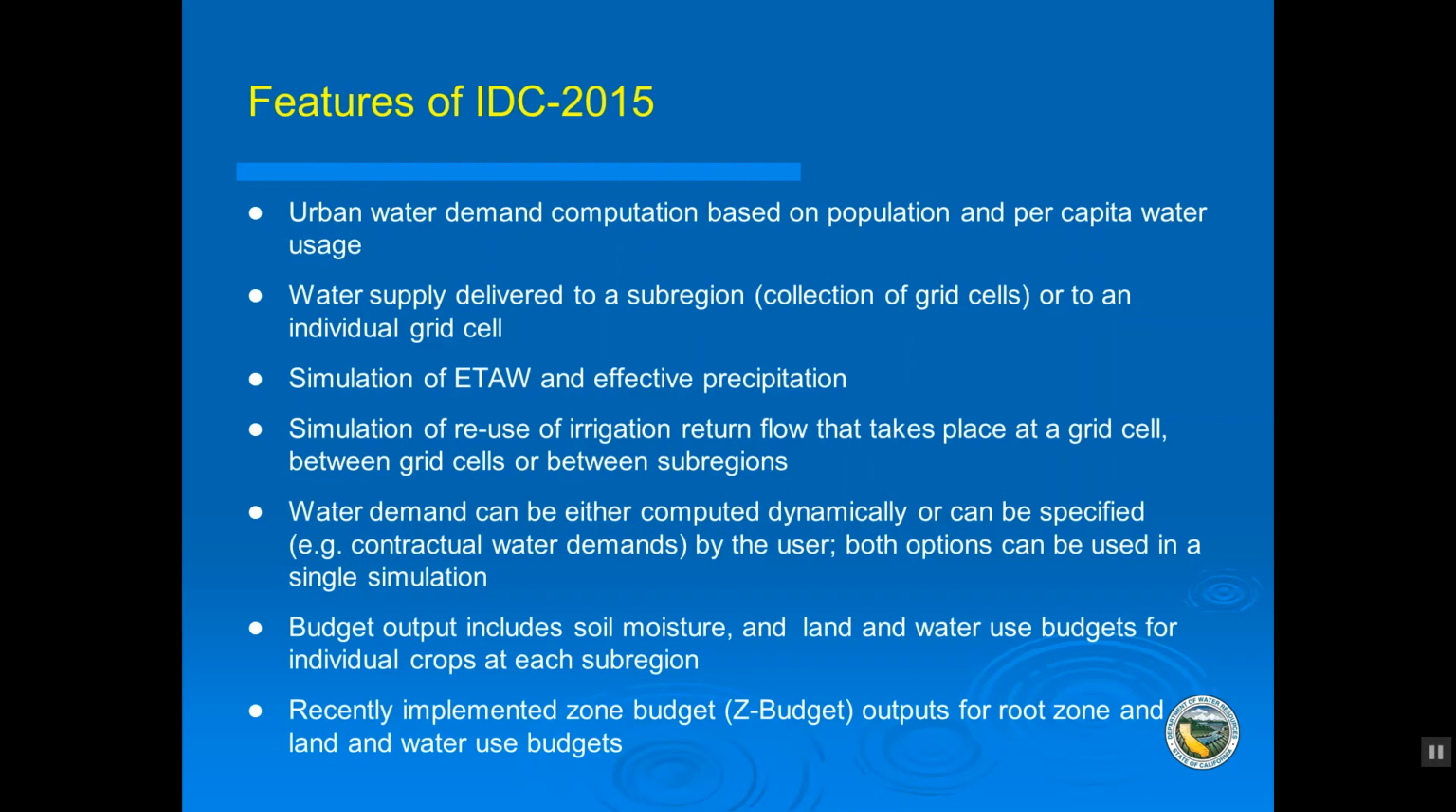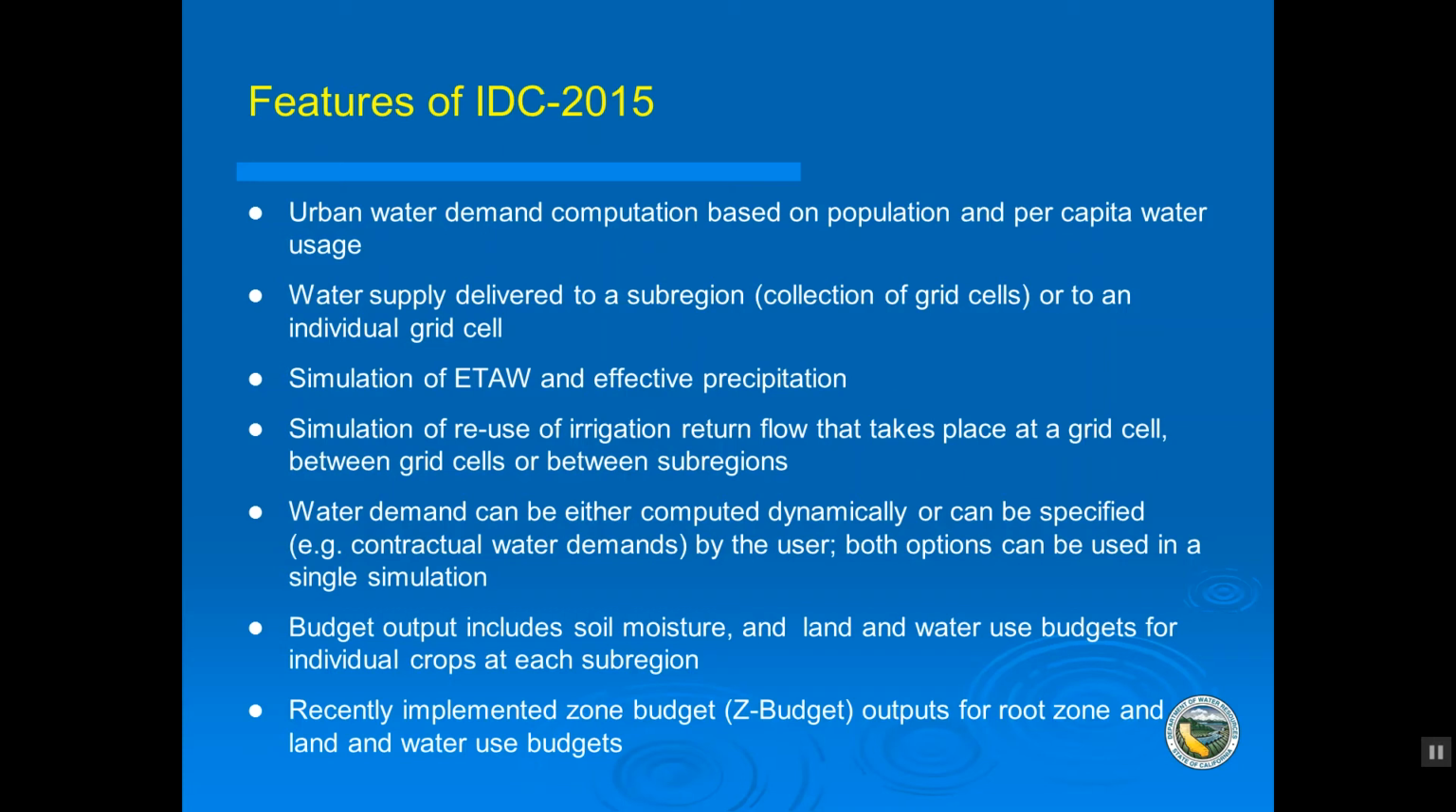So there are all these options, but having these options also makes the input data files a little bit complicated. The more features you put in, the more difficult it is to understand what you did a year ago. So we have extensive water budget outputs for soil moisture and for land and water use budget, which is essentially the equivalency between the demand and supply. Like, are you meeting your demand with your supply? And we also have the root zone budget, which is really the mass balance budget for the root zone.